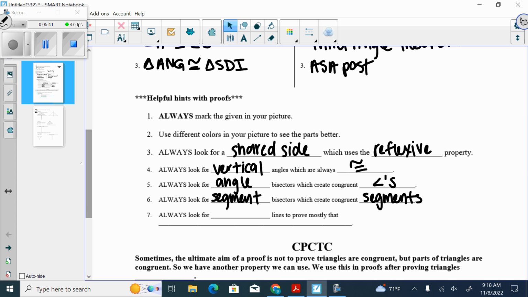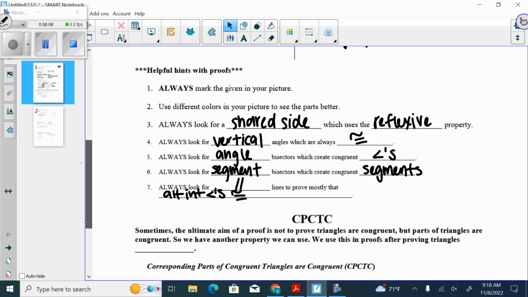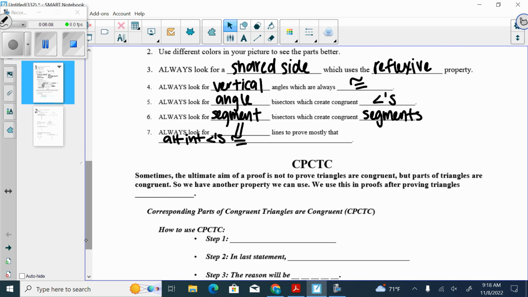All right, so for number 7, what's the last type of angle pair that we're allowed to mark? Alternate interior, but we have to have what kind of lines? Parallel lines and a transversal. So you've got to have parallel lines to prove that you have those alternate interior angles, which we know to be congruent.